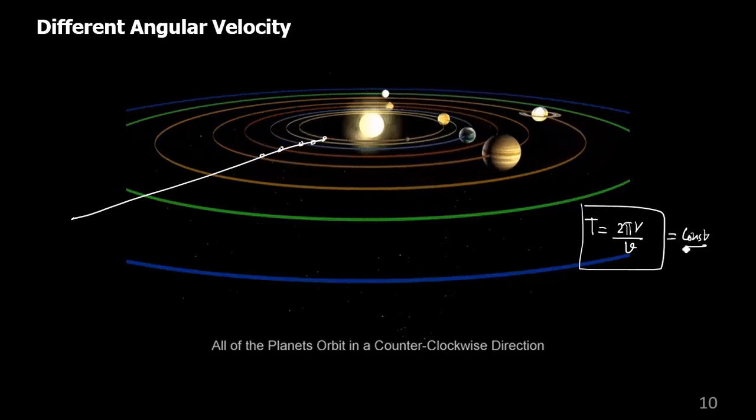For Earth, capital T is 365 days. So for Earth, if I put the r and v, it will give the value of capital T. Similarly, for other planets, if I put their r and v, we get different T. Why? Because all the planets are not crossing at the same instant of time, so the time will be different.